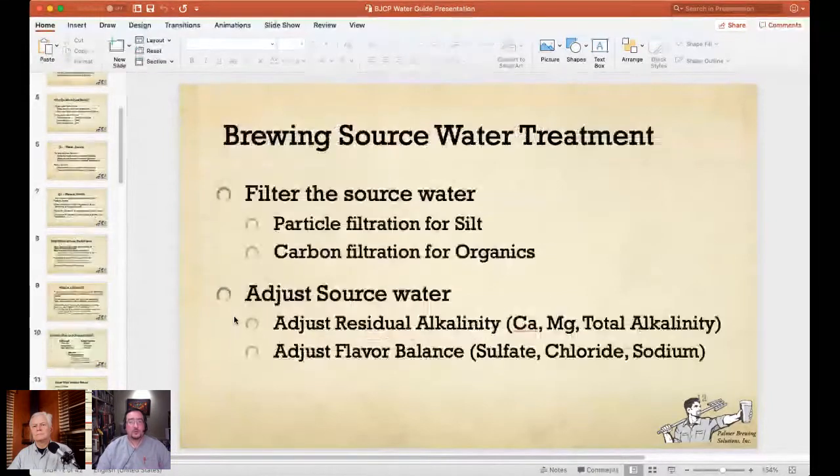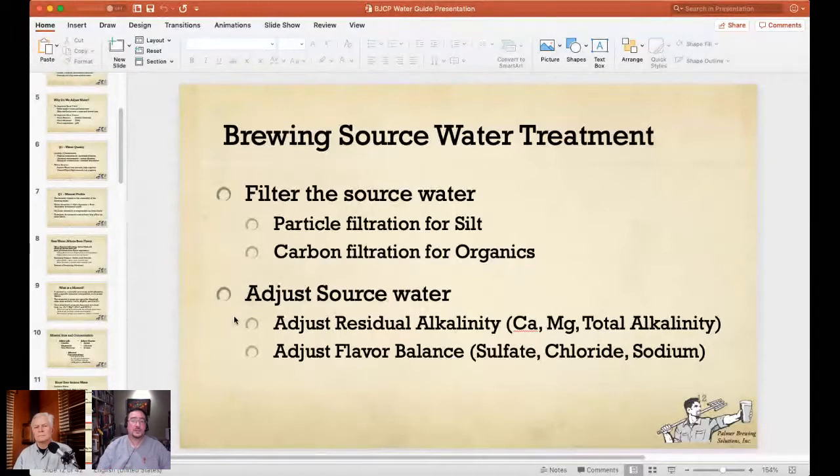So, typical brewing water source treatments. First off, you'd filter your source water. Filter it for particle filtration for silt, that's physical contaminants. Carbon filtration for organics, those are your chemical contaminants. The carbon filtration would also take care of a lot of those organic potential biological factors as well.